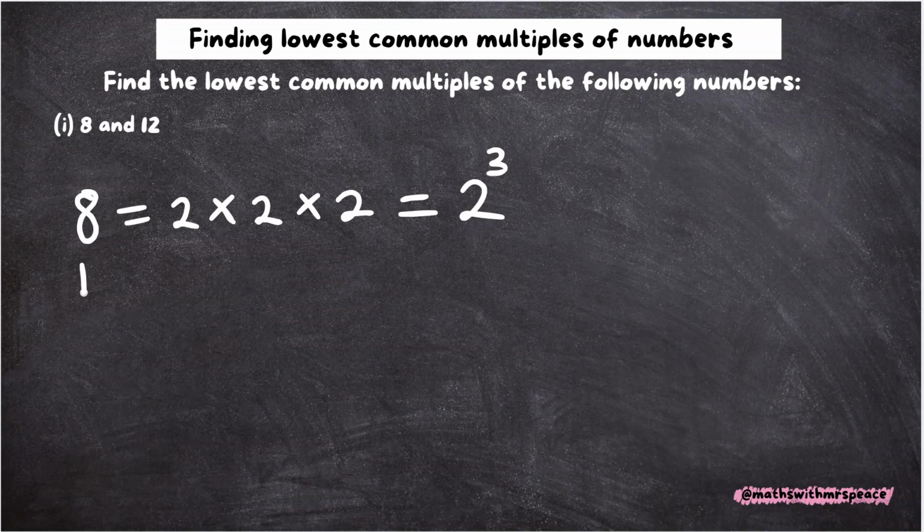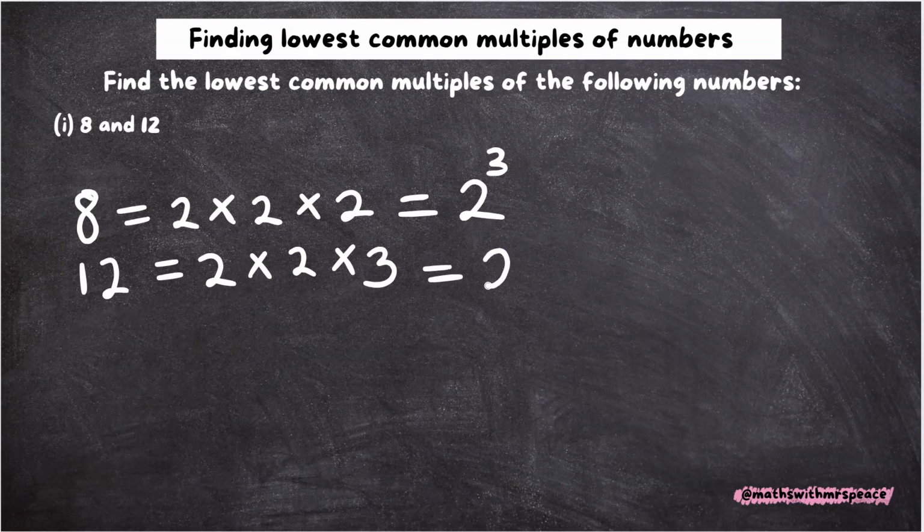Then we have 12 as 2 times 2 times 3. In index form, this is 2 raised to the power of 2, because we have two 2's here, times 3 raised to the power of 1. Now we've expressed both numbers in index form. Before I show you how to use this to find the LCM, in case you're wondering how I do this breakdown, if you're not familiar with breaking down numbers straight away like I just did, I'm going to come to the corner here and show you how you can go about that.